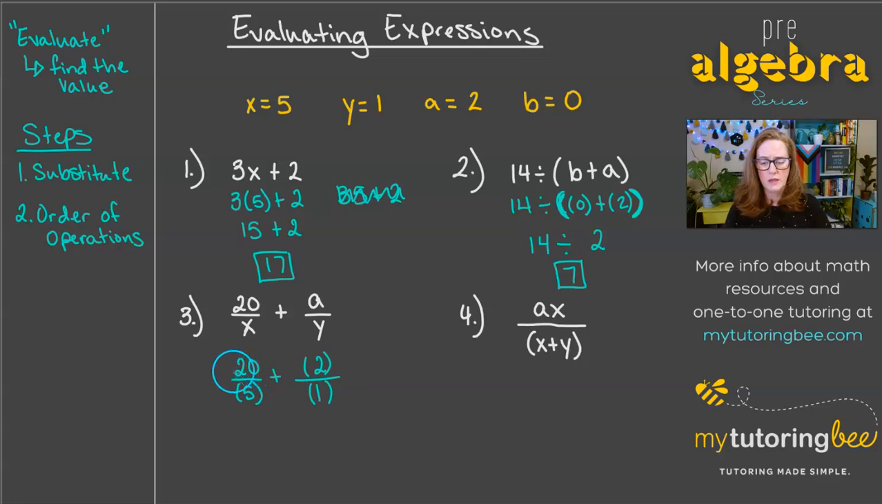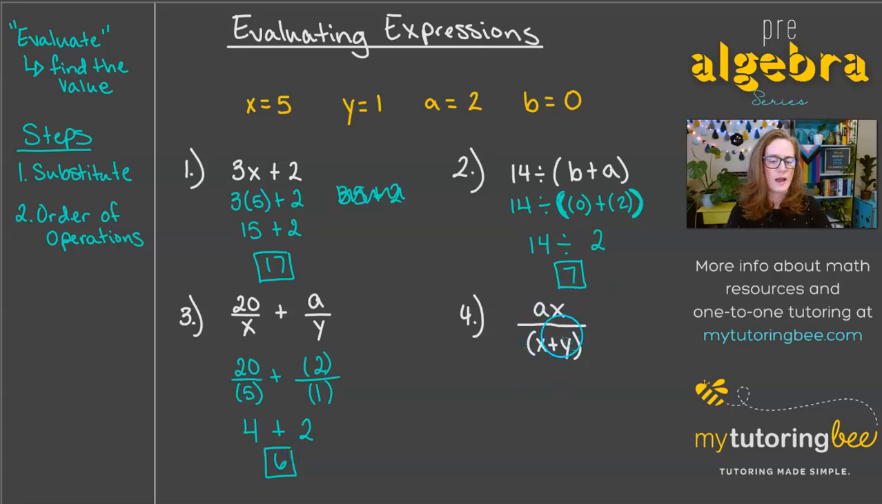Okay, so let's start with this. 20 over 5, I can just do 20 divided by 5. I know that that goes in evenly, and that gives me 4. And then 2 divided by 1 is just 2. And now I can simply add those together, which is 6.